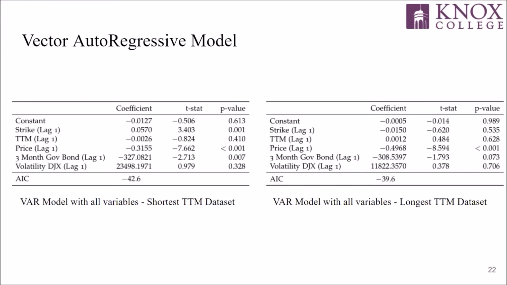So here you can see the summaries of the VAR models. The one on the left has the shortest time to maturity data set, and the one on the right, the longest time to maturity data set. Some important things for us to observe. First of all, in both of them, only the historical prices are statistically significant. We can see that by having a p-value less than 0.05. The AICs are pretty similar to each other, significantly lower than with the multivariable linear model. And the last thing that's going to be important in the future is to look at the size of those coefficients for the volatility. Just remember how large those sizes are.